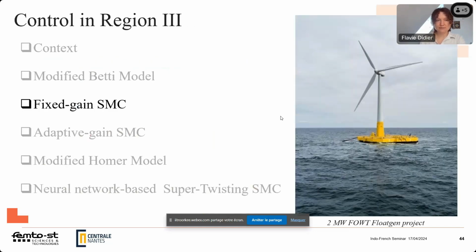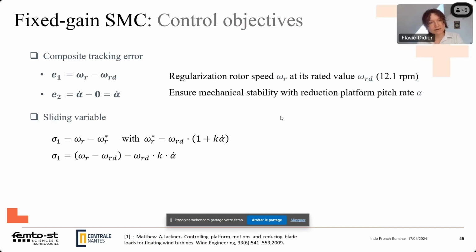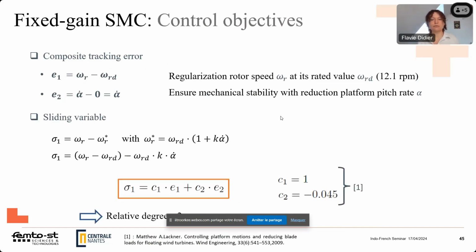So based on this adapted model, a fixed gain sliding mode controller has been developed first. The objective can be written mathematically with these two tracking errors, E1 and E2, where E1 is the regulation of the rotor speed at its rated value, and E2 is to ensure the mechanical stability with reduction of platform pitch rate. The sliding variable is defined as follows and can be rewritten as sigma 1 equals C1 E1 plus C2 E2, with C1 and C2 two constants.